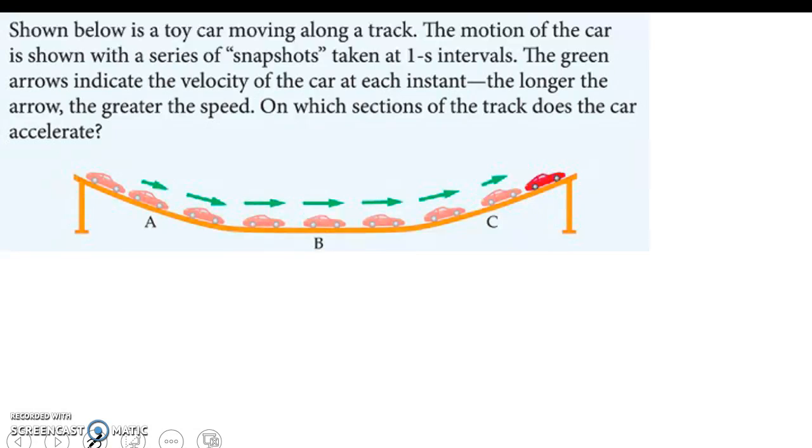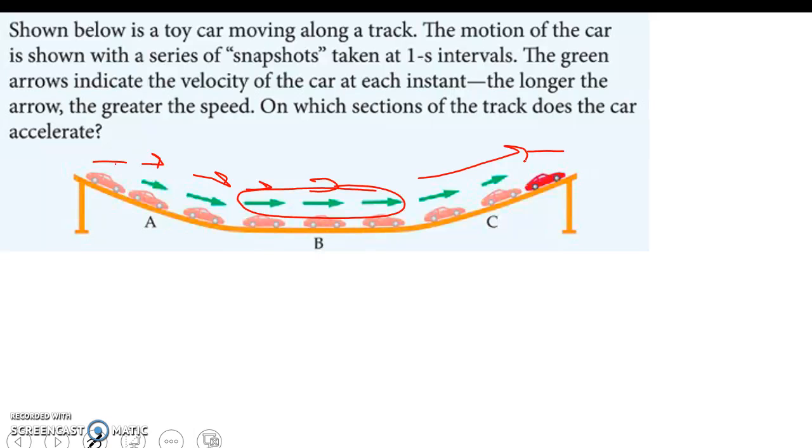So here's a toy car moving along a track. There are snapshots taken at 1 second intervals. Green arrows indicate the velocity at each instant. The longer the arrow, the greater the speed. So as the car goes through here to here, the arrows get progressively longer. When it gets to the bottom, you can see the arrows have a constant length, which means it's going at the same velocity. Then as it goes back up, it slows down.